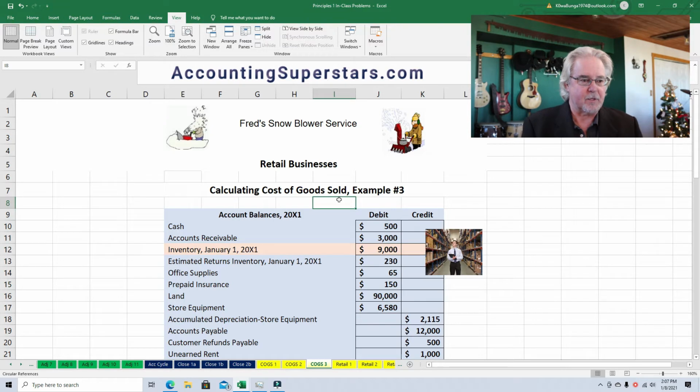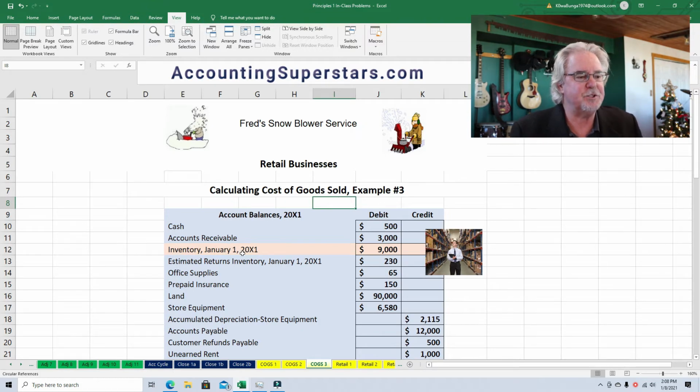So today's lesson is for students who are in their very first accounting class, probably about their 5th week of class, studying retail stores, accounting for retail, and trying to figure out cost of goods sold. So here we go. Here's the lesson for you. This is the 3rd lesson. And so if this one's a little complicated, go back to lesson number 1 and 2, and you can find them on accountingsuperstars.com.